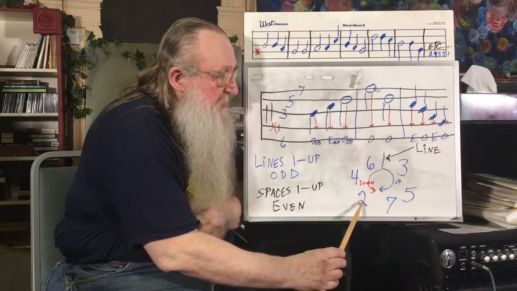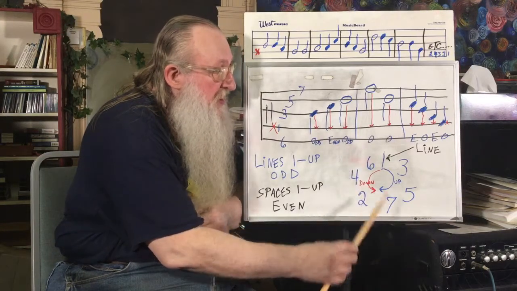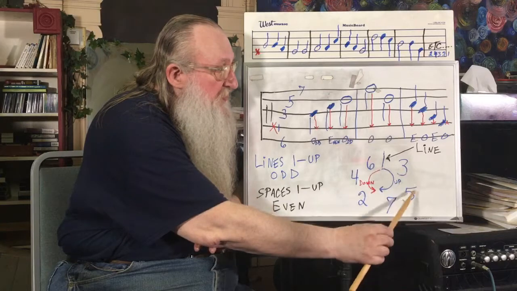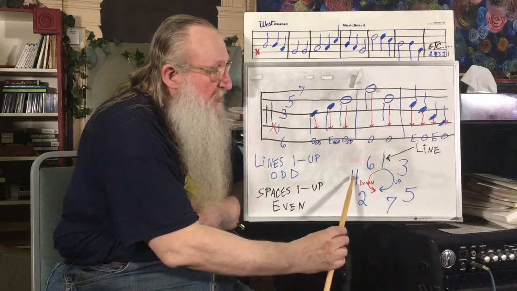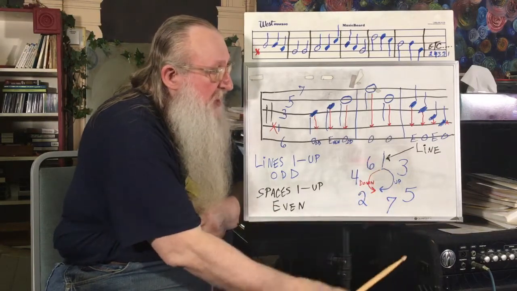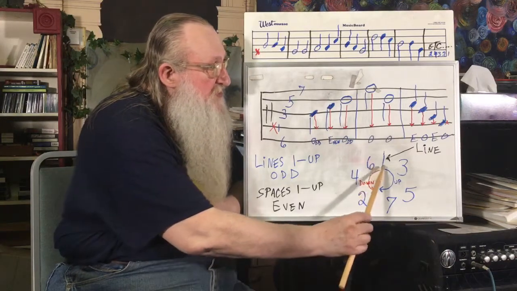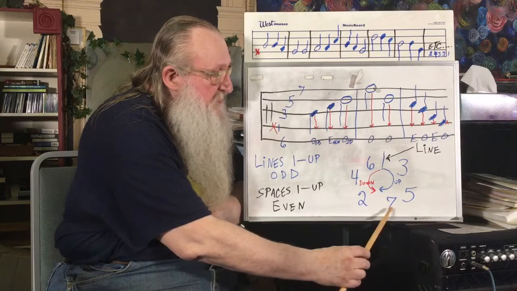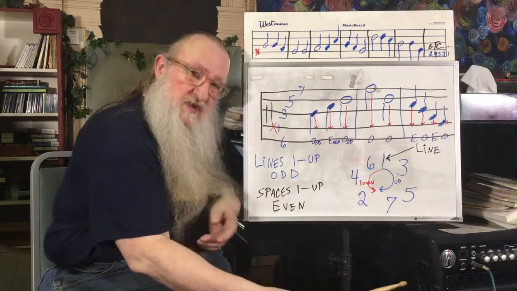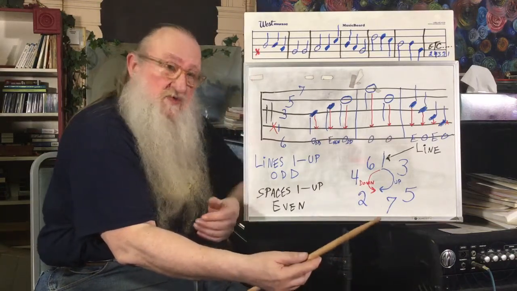A 2 chord would be spelled 2, 4, 6, right? A 3 chord would be 3, 5, 7. A 4 chord would be 4, 6, 1. A 5 chord would be 5, 7, 2. A 6 chord would be 6, 1, 3. A 7 chord would be 7, 2, 4. So that would be the spelling for triads, or 3-note chords.